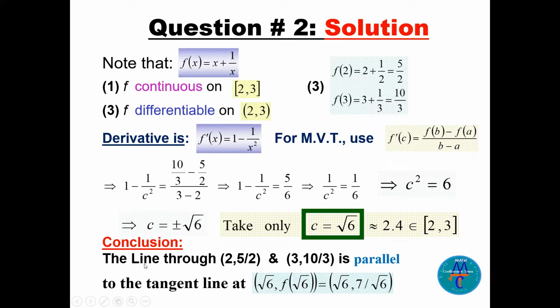Now the conclusion is the line through the points (2, 5 over 2) and the other point (3, 10 over 3) is parallel to the tangent line at x equals c, which is square root of 6. Square root of 6, replace it in the function here: square root of 6 plus 1 over square root of 6, you will get 7 over square root of 6. So this is the point of tangency.